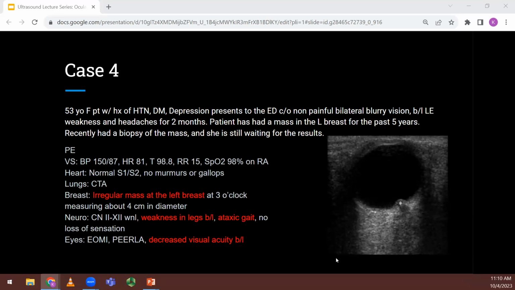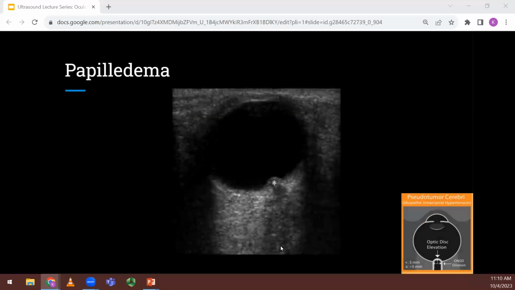So anybody knows what we're seeing over here? Yeah. But do you know what it means? Papilledema. Yeah, papilledema. So this patient had leptomeningeal disease secondary to metastasized breast cancer, and she had elevated ICP as well. Okay. So ultrasound is like 82% sensitive and 76% specific for this. Not great, but it's something you can see.